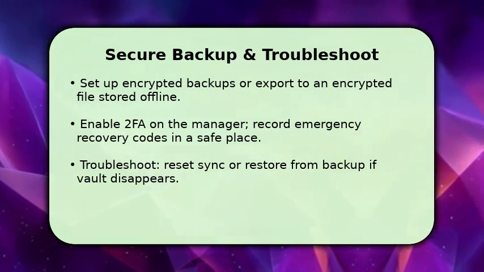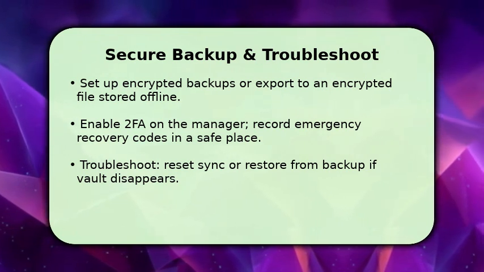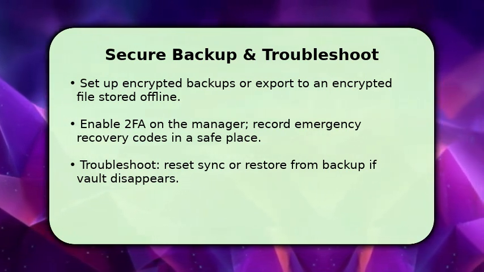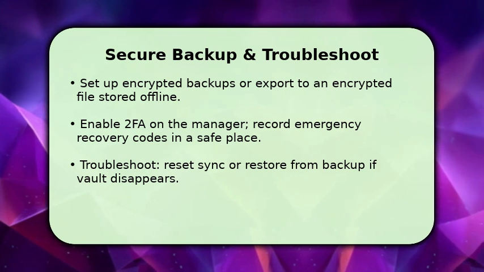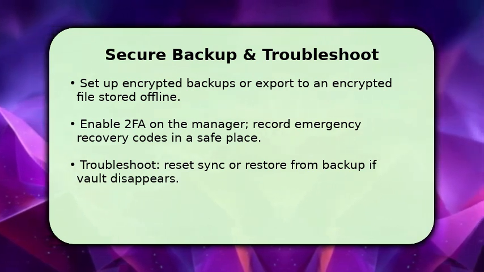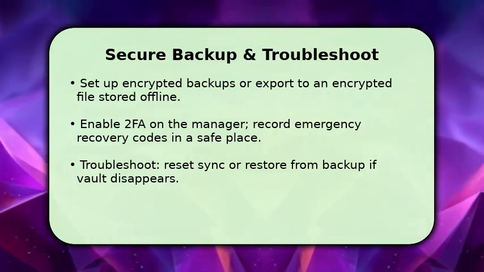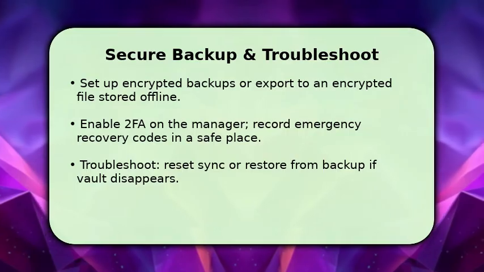If something goes wrong, first check app version and internet sync, then restore the vault from your encrypted backup. If you cannot access the master password, follow the service's recovery procedure and use your saved recovery codes.